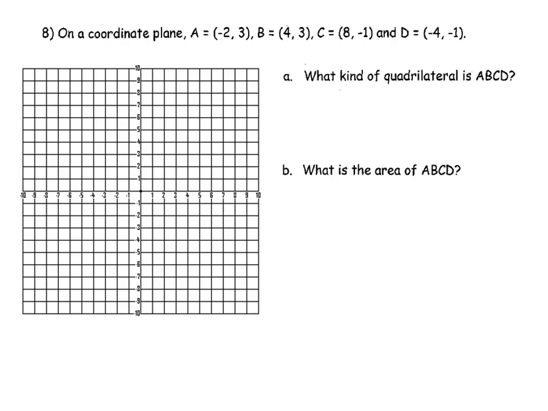Number 8, it says on a coordinate plane, we have these 4 points, A, B, C, and D, and I'm going to plot all those points, and if I plot all those points, I get this figure here. I didn't label them A, B, C, and D, but these are the points denoted up above here. And it asks, what kind of quadrilateral is this? This is a trapezoid. It has 2 parallel sides, this right here and this right here, which travel horizontally along the graph. So they are parallel, therefore it's a trapezoid.